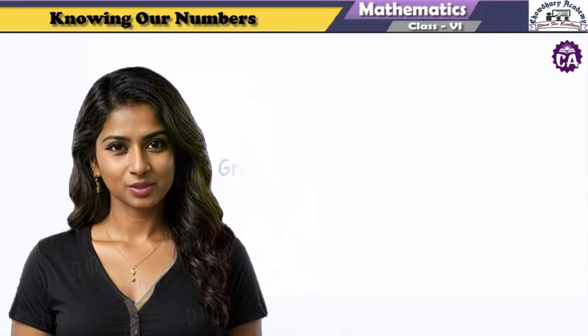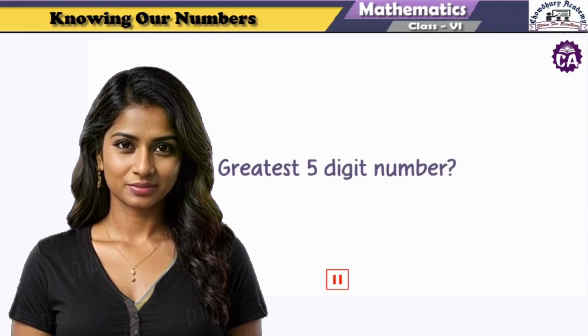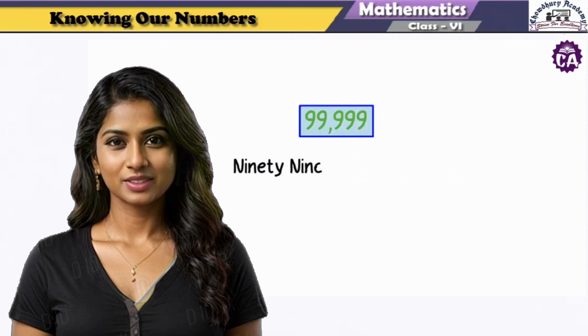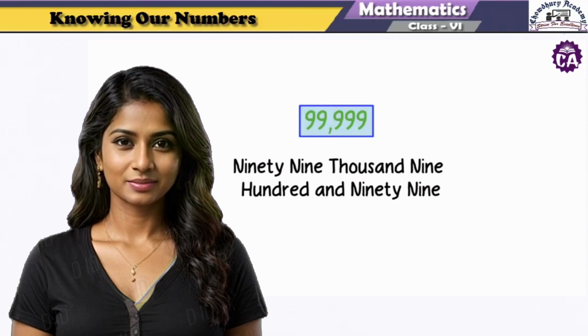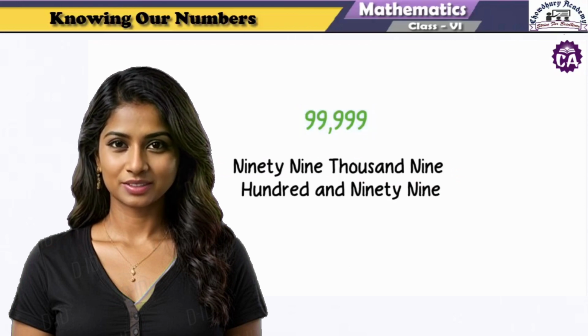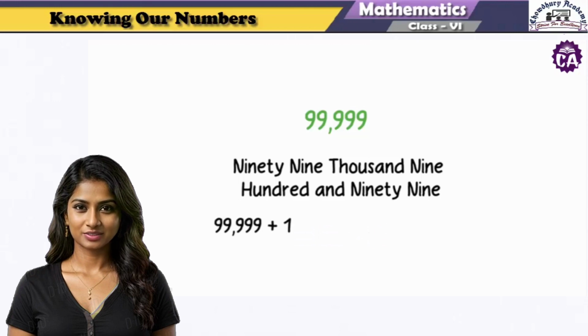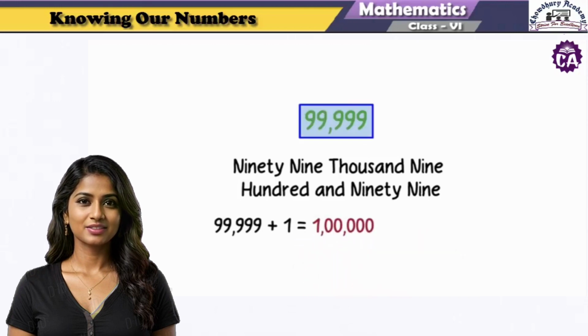Now, can you tell me the greatest 5-digit number? It's this, 99,999. What comes after this number? Yes, we will get the next number if we add 1 to it. Adding 1 to the greatest 5-digit number will give us this.